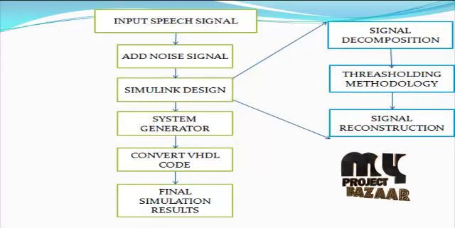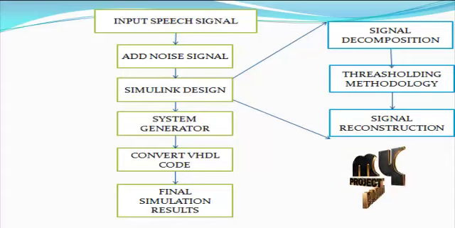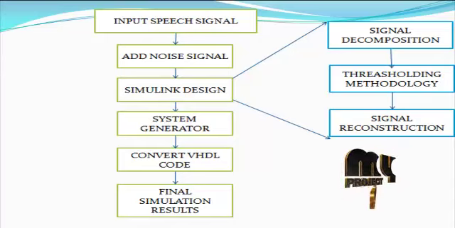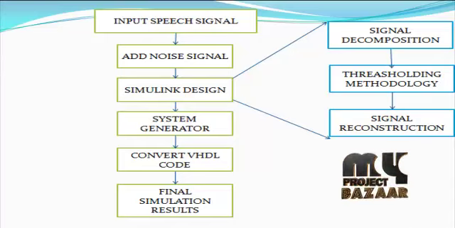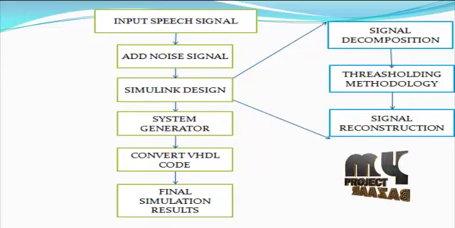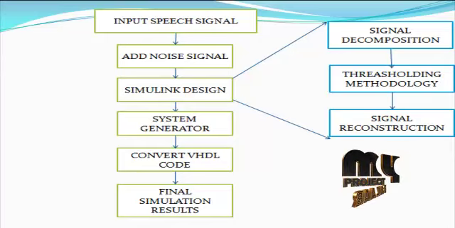Then we apply the System Generator. The System Generator is mainly used to generate the VHDL code for the speech denoising methodology from the Simulink designs. The Simulink design is converted to VHDL code using the System Generator process, then we calculate the simulation and synthesis results for the speech denoising methodology for our overall architecture. Then we compare the speech denoising methodology with the real-time process and the Simulink based VHDL process.